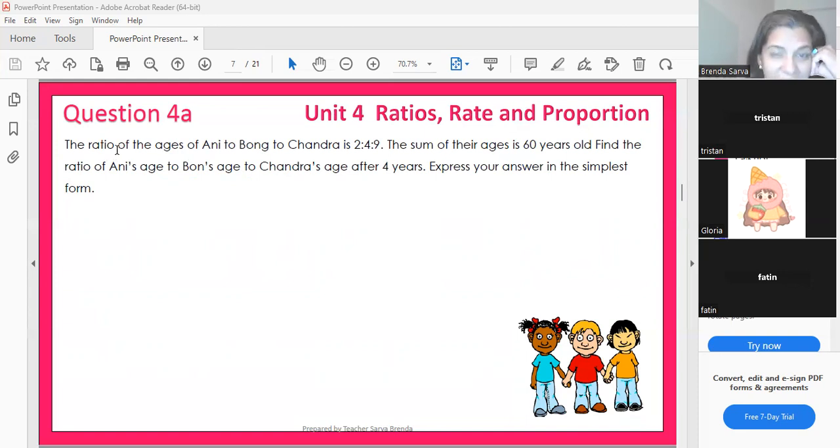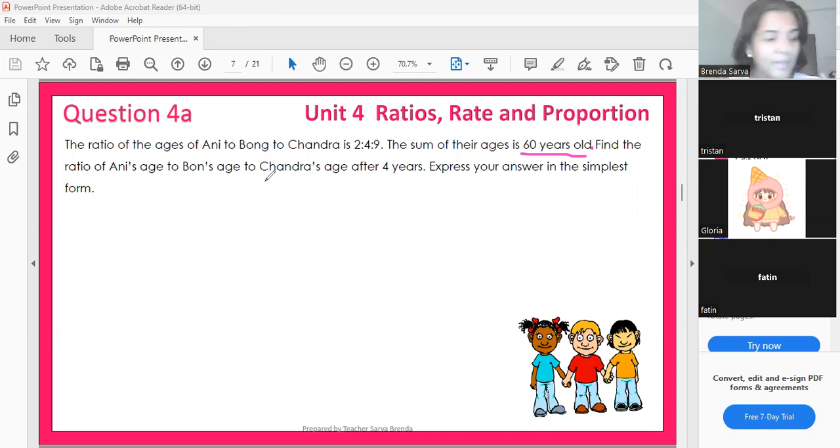Read this question. I want all of you to start thinking, cracking your head, how to do this. The ratio of the ages of Ani to Bong to Chandra, A, B, C, is 2 to 4 to 9. Now, the sum of their ages is 60 years old. Okay, there's a full stop here. Find the ratio of Ani's age to Bong's age to Chandra's age after 4 years.